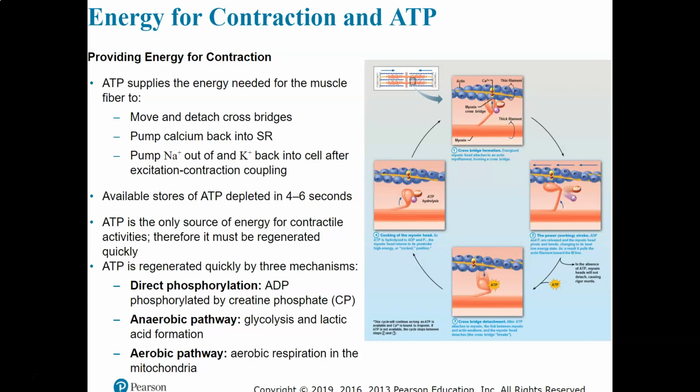One is direct phosphorylation. This is going to use a molecule called creatine phosphate to directly convert the ADP back into ATP by transferring a phosphate onto it. Then we have the anaerobic pathway, which is going to use glycolysis and lactic acid formation, and the aerobic pathway, which is going to use aerobic respiration in the mitochondria. All of these have their benefits and their drawbacks.